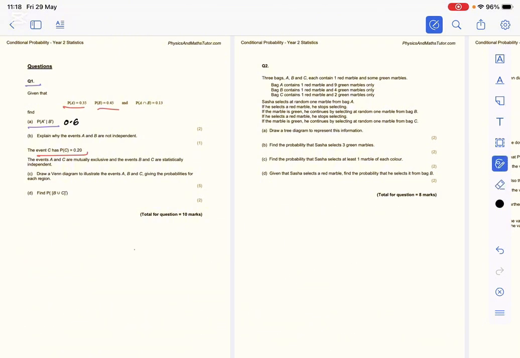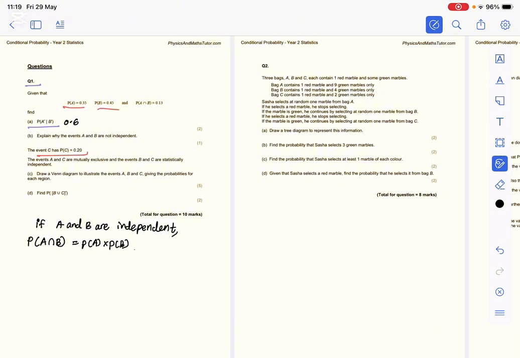Let's move into the next part, B. Explain why the events A and B are not independent. If two events are independent, this is the theorem: probability of A and B should equal probability of A into probability of B. If A and B are independent, this is the rule. This should hold.